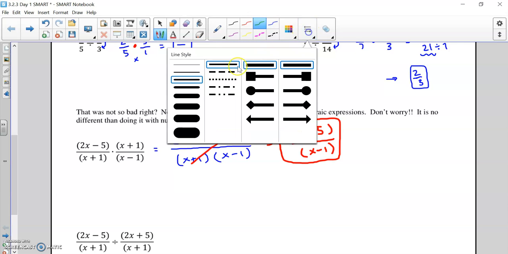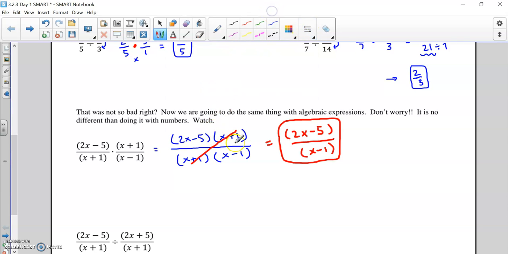Right, and if we were to find excluded values, which it didn't necessarily ask us to, but we're going to do it anyway, we want to use both of these bottom factors. Take each one and set it equal to 0.